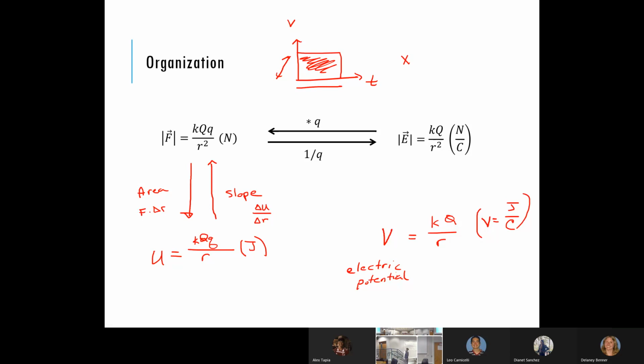I'll start there. If you're thinking about topographical maps again, this is the equation that tells you the specific shape of the hill. So if you have a charge located somewhere and you want to know exactly what the shape of the hill is, that's the expression giving you the shape of the hill. The side of the hill goes like 1 over r.